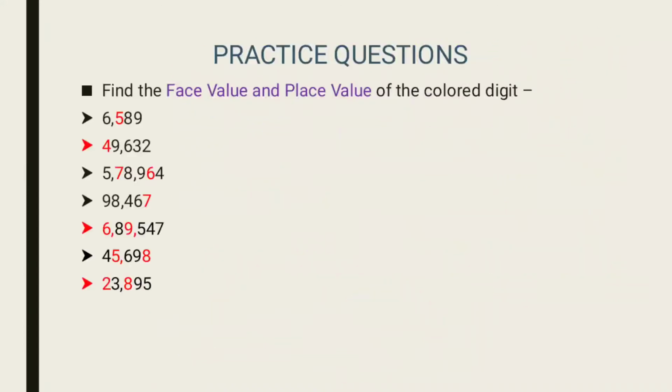Okay. So for practice purposes you can note this down, and you can practice for a better understanding. So here are the examples, the numbers in which you have to find out the place value and face value for the colored digit. Suppose this is the number 6589, so the digit 5 is colored, so the digits are in red color. For those you have to find out the place value and face value both.